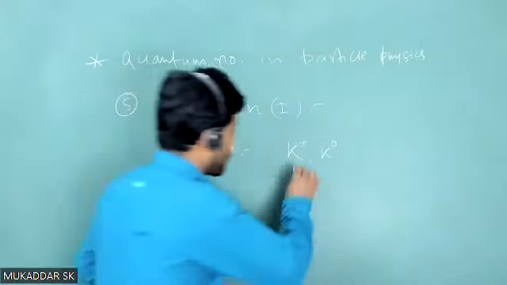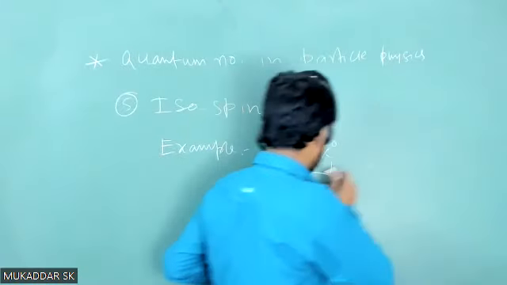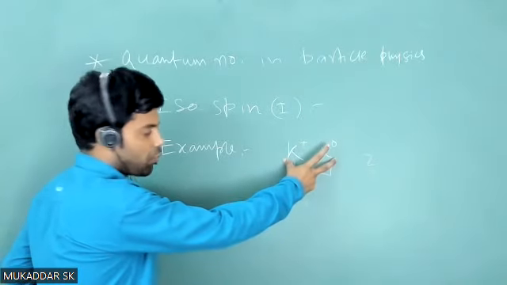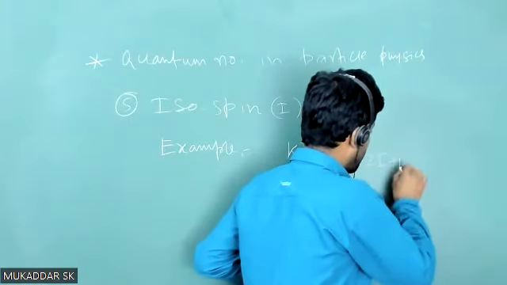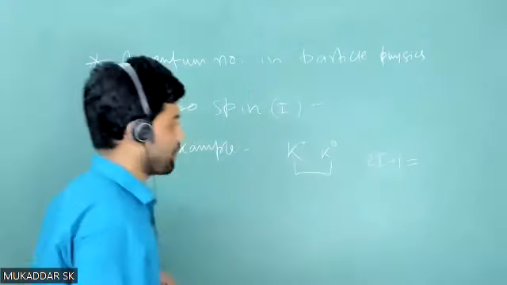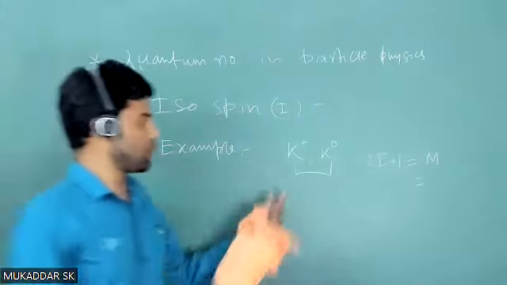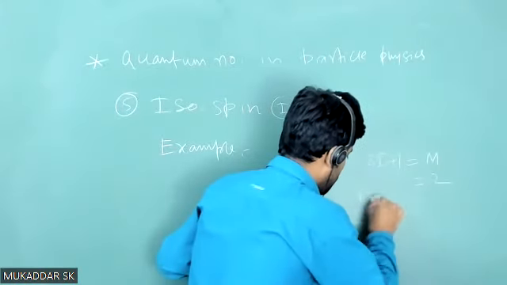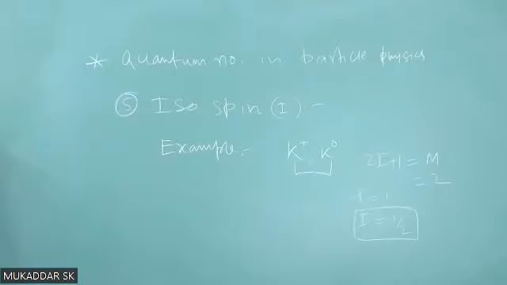So for them isospin is defined. How is it defined? In this family you have two particles. They are grouped together and assigned that isospin. How is it assigned? 2I plus 1 equals M, where M means the number of particles in the group. In that group two particles are there, so M will be 2. So 2I equals 1, which means I equals half.